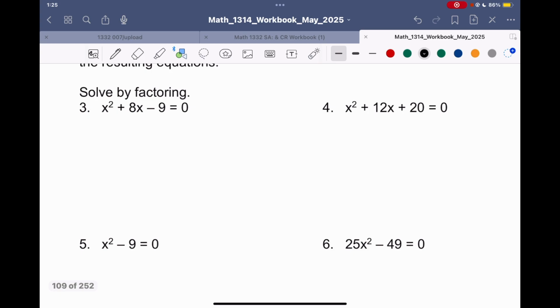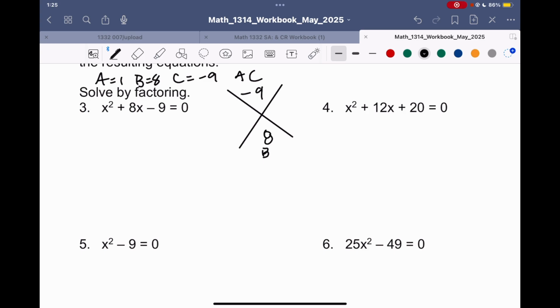Right, number 3, we're going to do the AC method. A, B, C. A is 1, B is 8, C is a constant of -9. And then you're going to factor by grouping. So AC is -9, B is 8. My factors are -1 and +9. We're expanding the center term: x squared minus 1x plus 9x minus 9 equals 0.